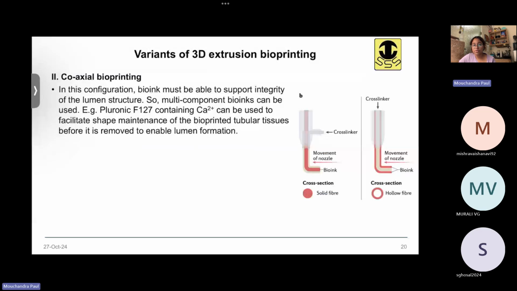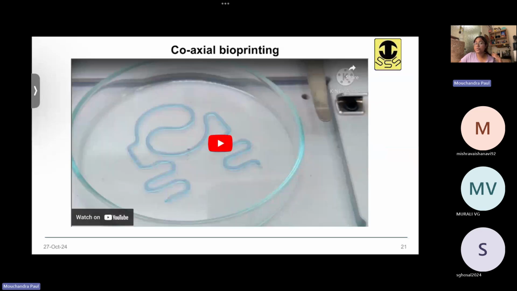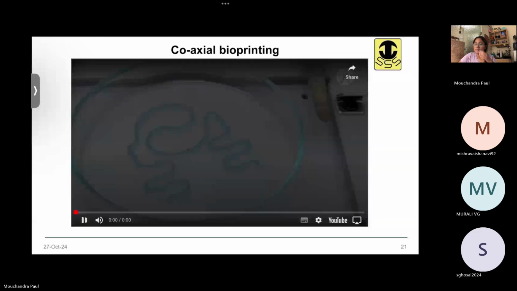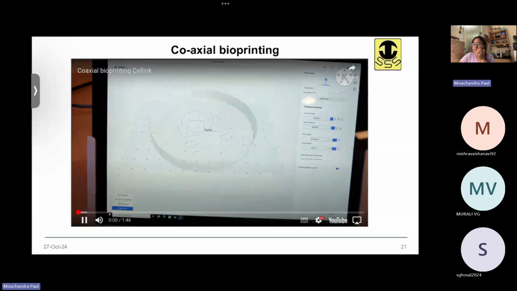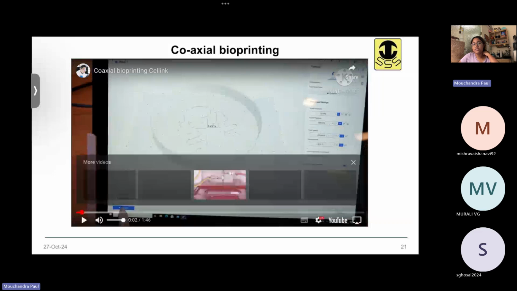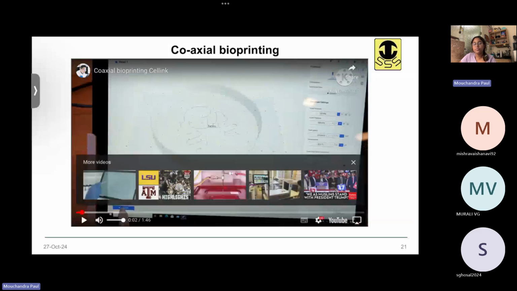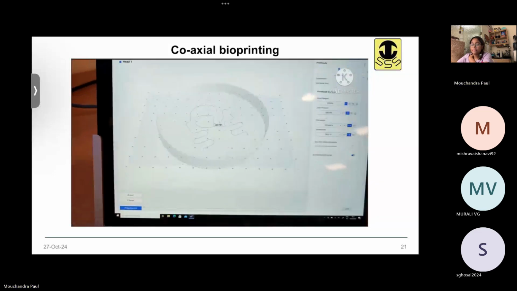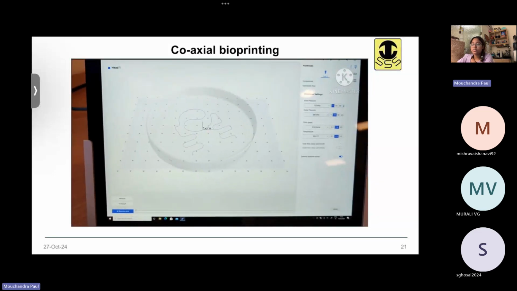So here is a demo of how coaxial bioprinting is done. Okay. So first, this is the structure that the person has made in the software. Okay. And then they will try to print this using coaxial needles using the bioprinter. This is the structure, all right?